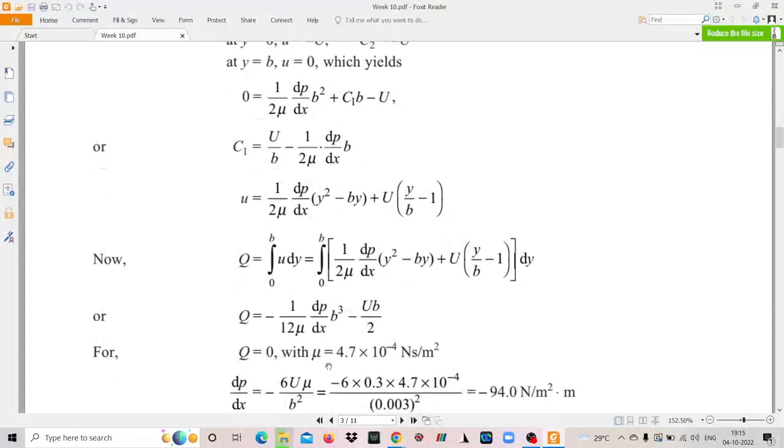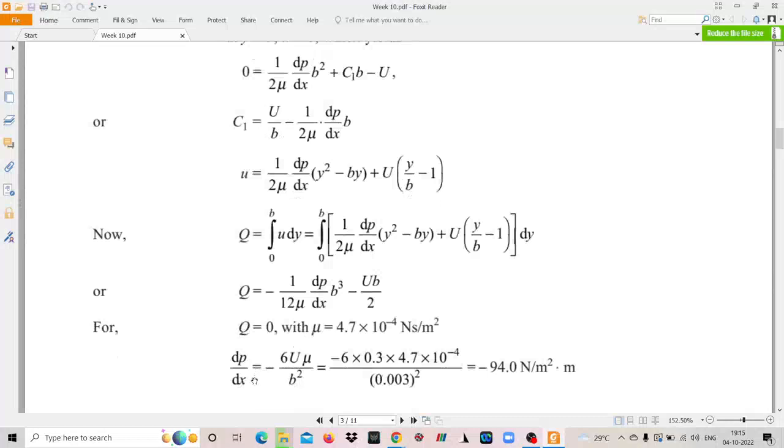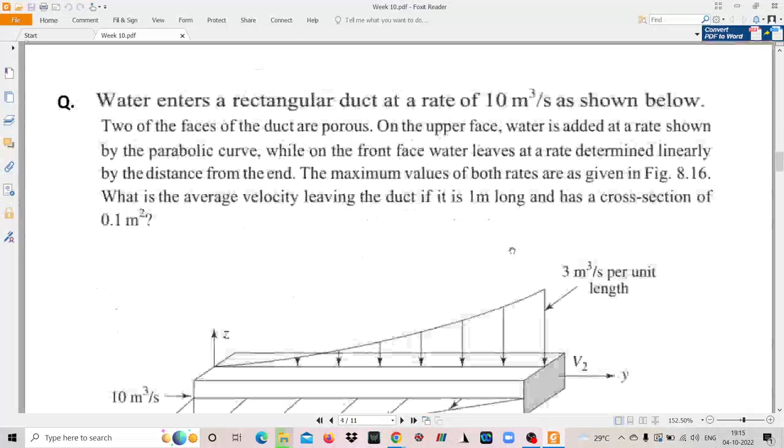Now for the given problem, the value of q equal to 0 means you need to determine the value of dp by dx for which q equal to 0. So if you make q equal to 0, what will you get? You will get dp by dx is minus of 6 u mu by b square, which comes out to be 94 Newton meter per second per meter. So if this problem is clear, let's move to the next problem.